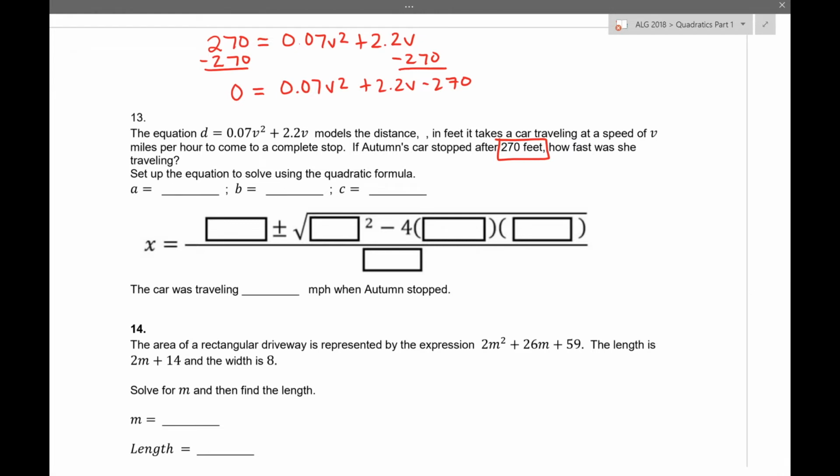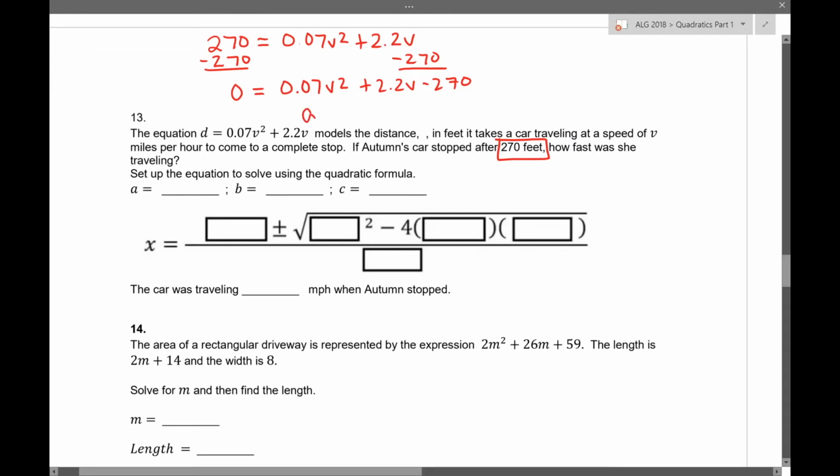I need to set up my a, my b, and my c. So remember, the formula is ax squared plus bx plus c, and it should always equal 0. Remember the a is always attached to the x squared, so this one is just attached to the v squared. The b is always attached to whatever variable you have. And c is always by itself. So my a is 0.07. Do not take the variable, only take the number. My b is going to be 2.2. Last, my c is a negative 270. Be careful, make sure you take the negative.